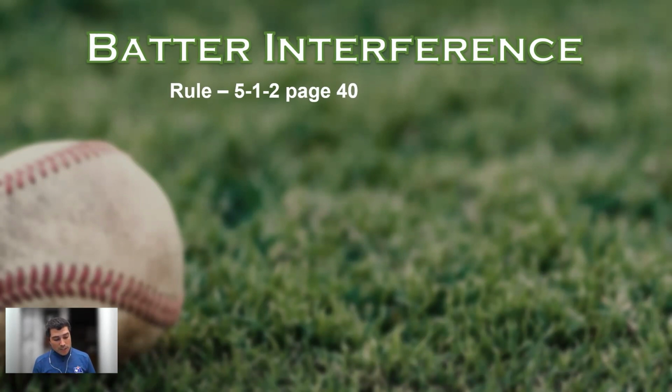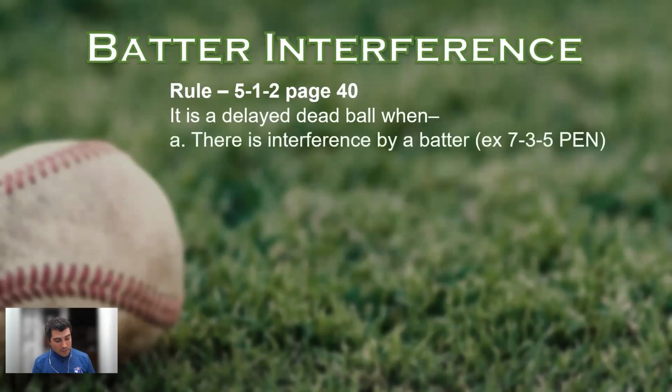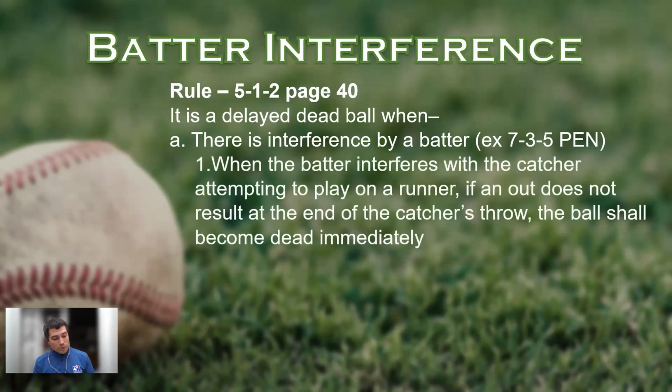It says, it is a delayed dead ball when A, there is interference by the batter. And it talks about the exception, and we'll get to that in a second. But it says, when the batter interferes with the catcher attempting to play on a runner, if an out does not result at the end of the catcher's throw, the ball shall become dead immediately.